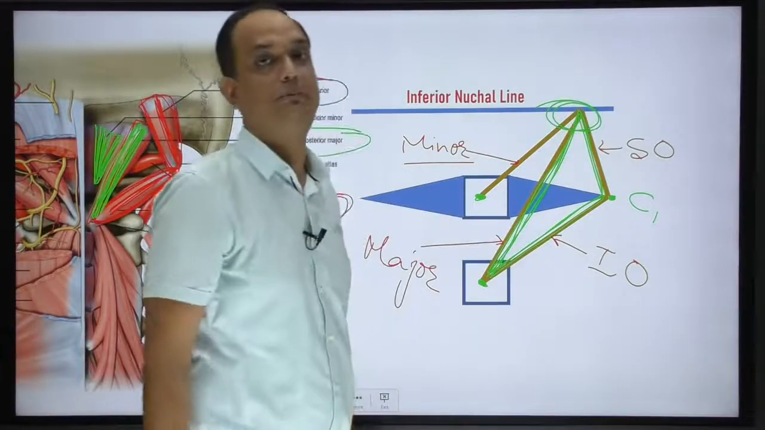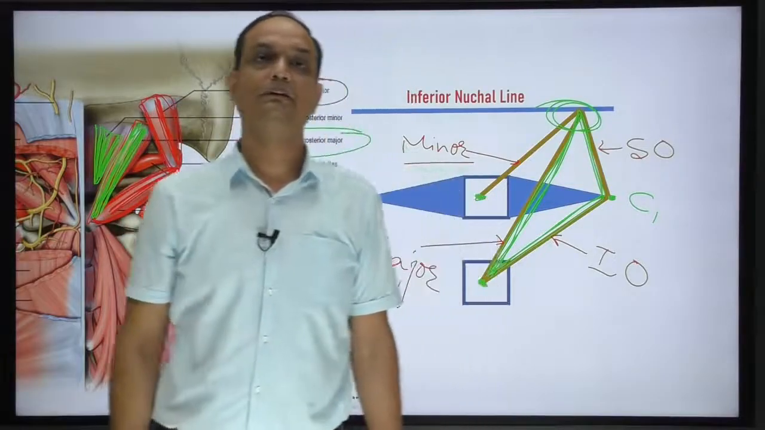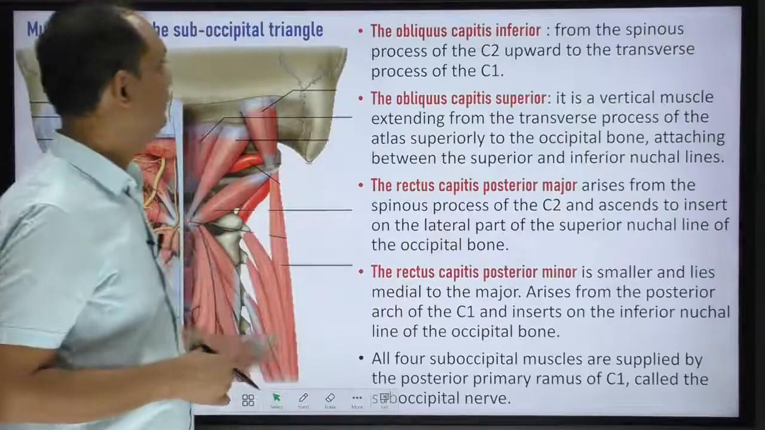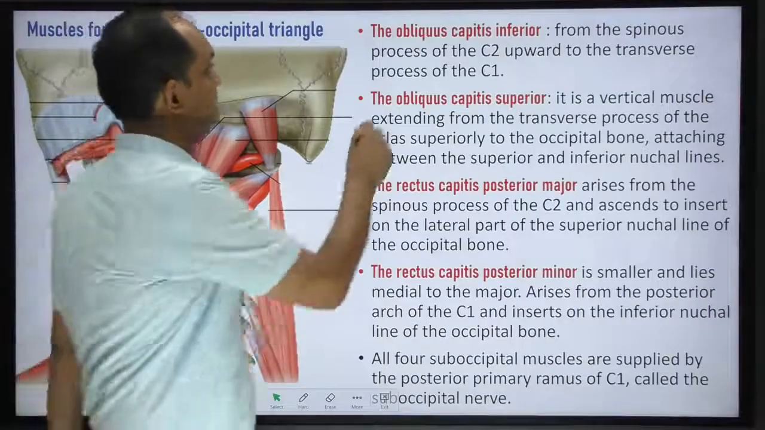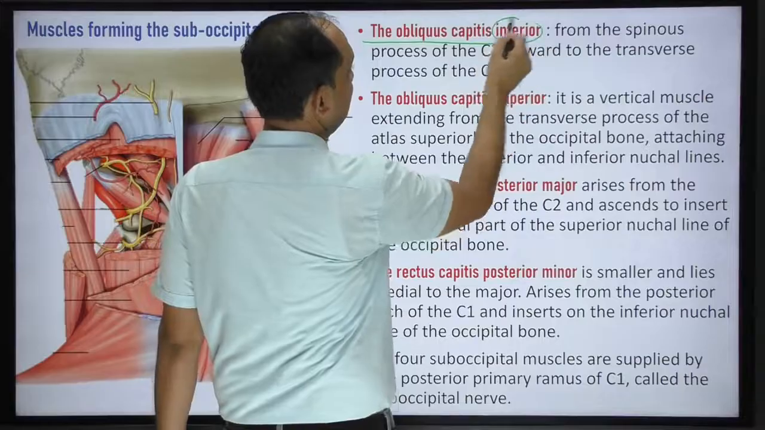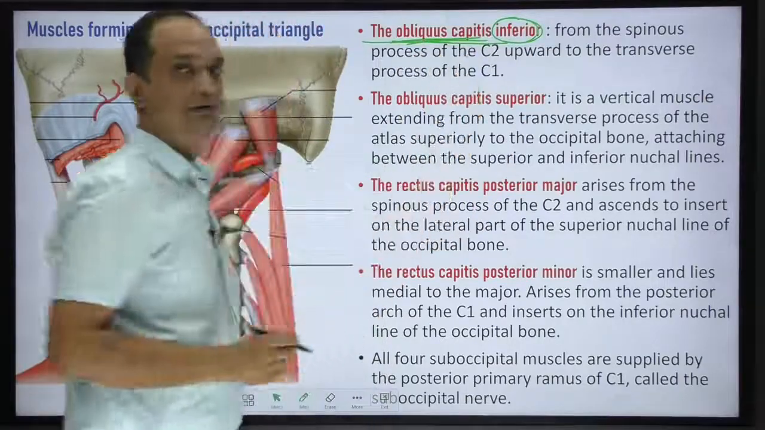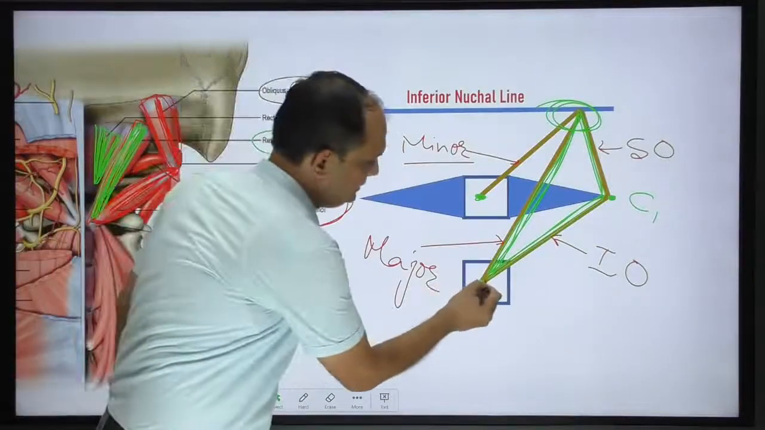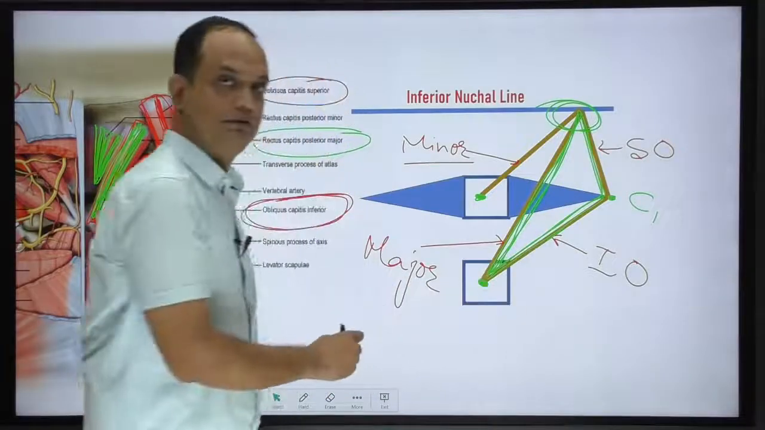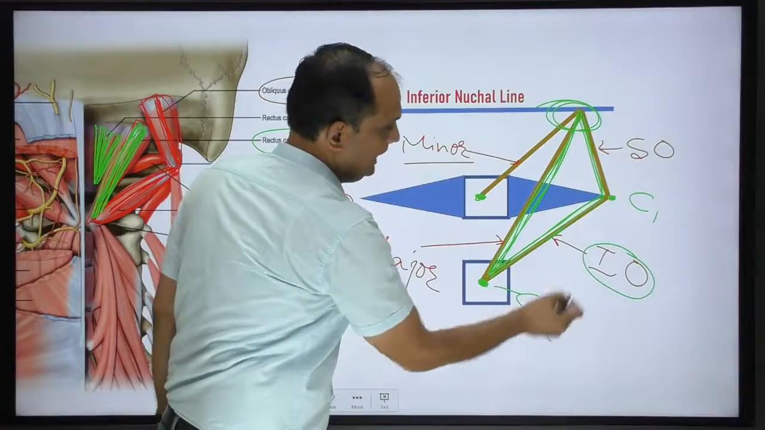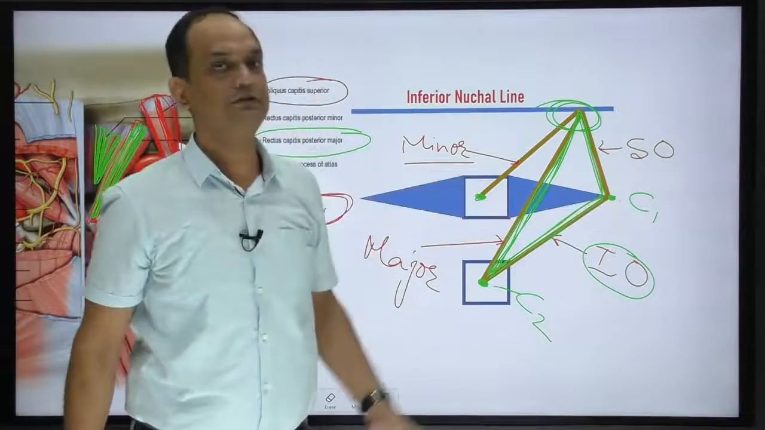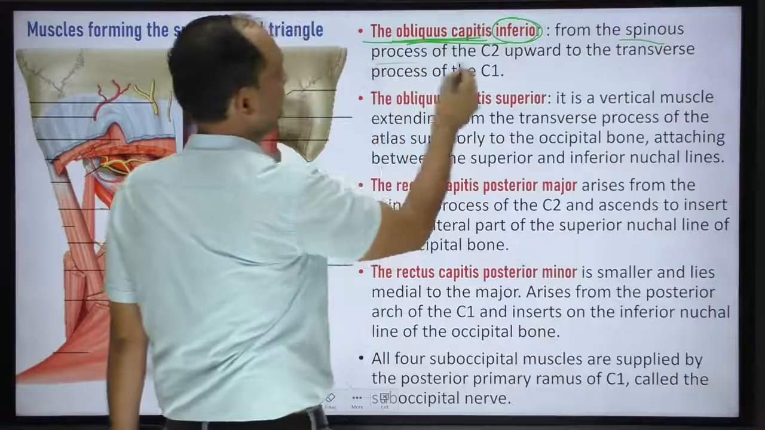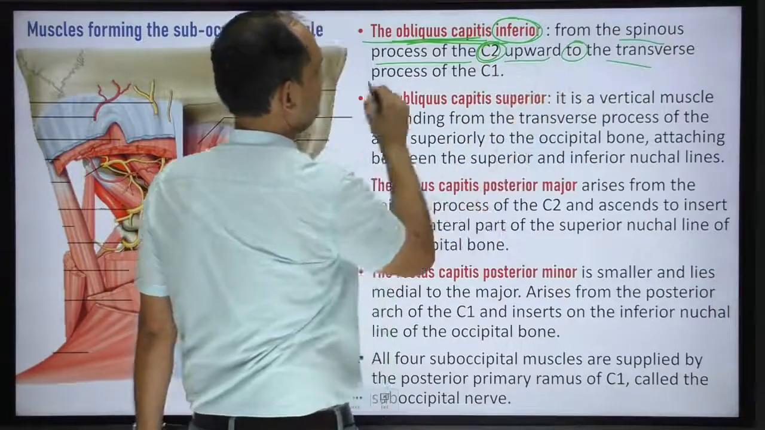And this area is the suboccipital region, and we have divided this suboccipital region into two parts with the help of the inferior and superior knuckle lines. Clear? So now we will discuss the attachments of these muscles. First is the oblique capitis inferior. If you remember, we start this inferior muscle from the spine of C2. This is C2. So what is the attachment? The inferior oblique is attached between C2 and C1, from the spine of C2 to the transverse process of C1. So oblique capitis inferior goes upward from the spinous process of C2 to the transverse process of C1.